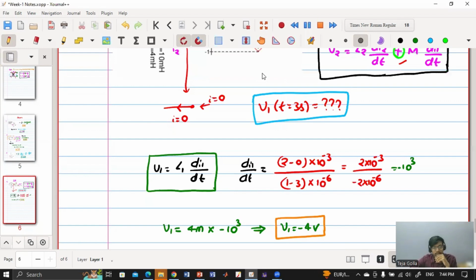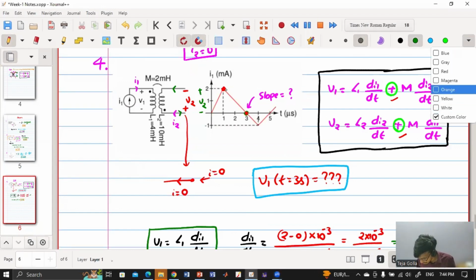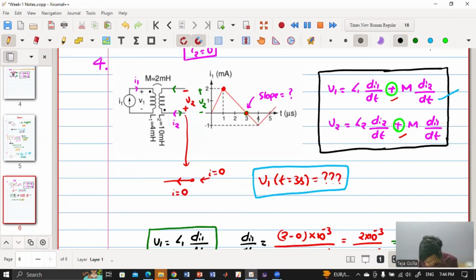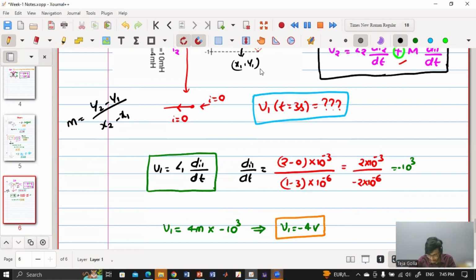Sir, why are we considering 1 minus 3 on the x-axis? Yes. So first we have to consider x2 comma y2. Let us consider the points, then things will be clear. This is my x2 comma y2. This is my x1 comma y1. I know that slope m is y2 minus y1 by x2 minus x1. What is my y2? 2 milli. And what is my y1? 0. So 2 minus 0. And what is my x2? It is 1 micro. And what is my x1? It is 3 micro. So that's why that minus is coming.